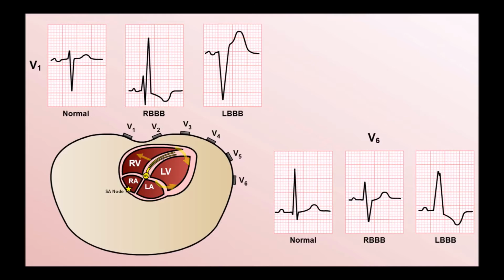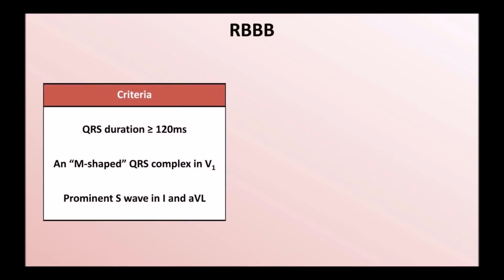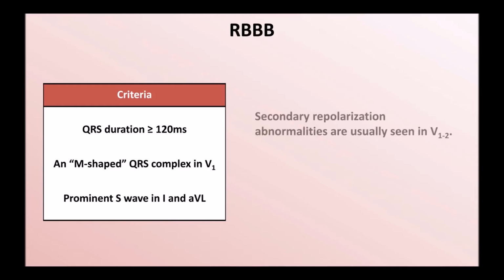which is often notched. In general, right bundle branch block is diagnosed when the QRS duration is 120 milliseconds or greater, the QRS complex in V1 is M-shaped, and there is a prominent S wave in leads 1 and AVL. Secondary repolarization abnormalities, that is ST depression and/or T wave inversion, are usually seen in V1 and V2.